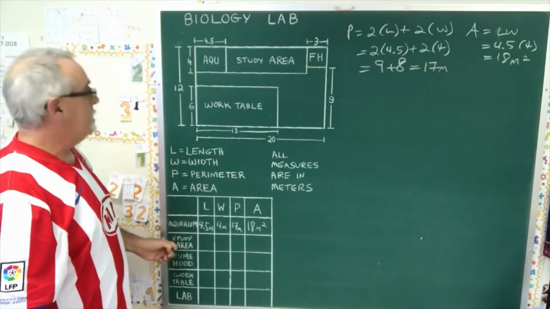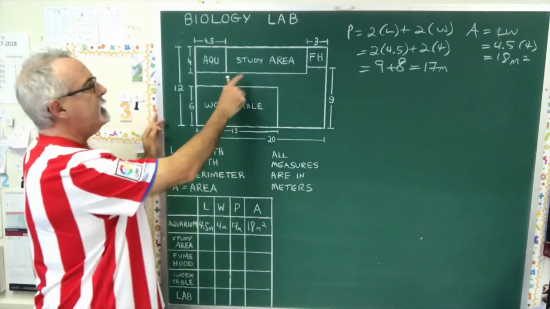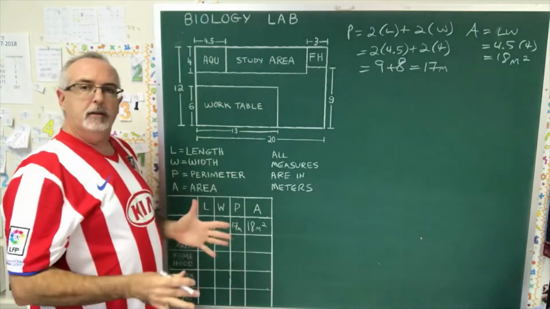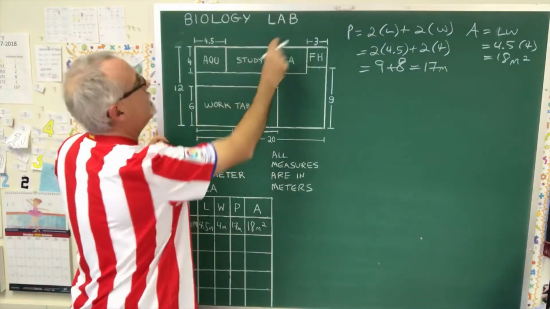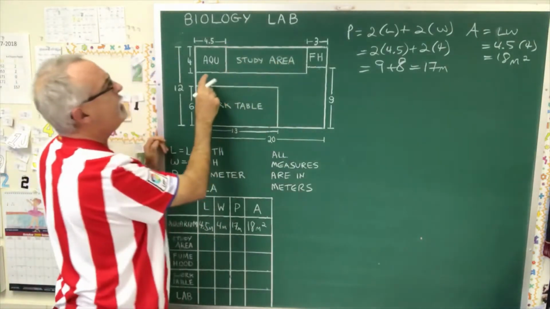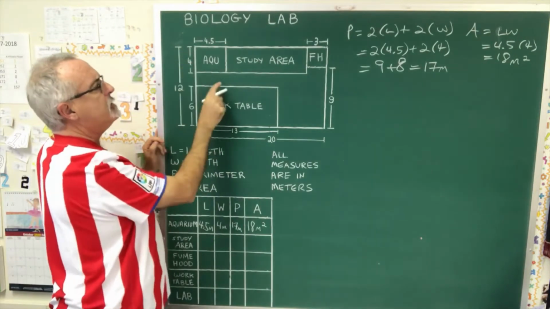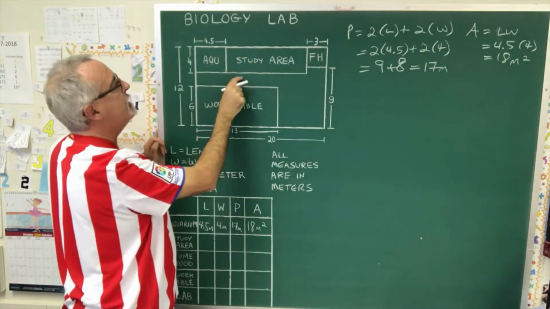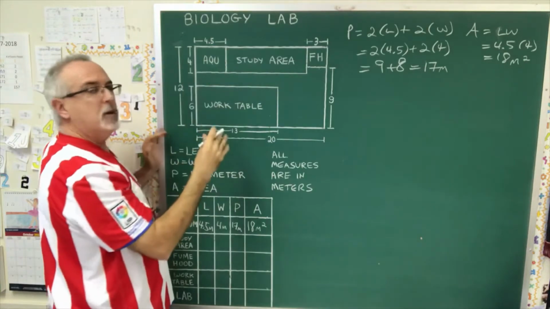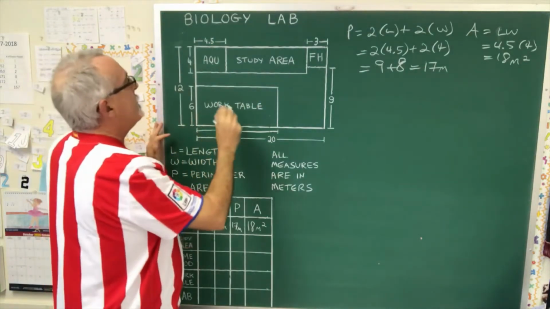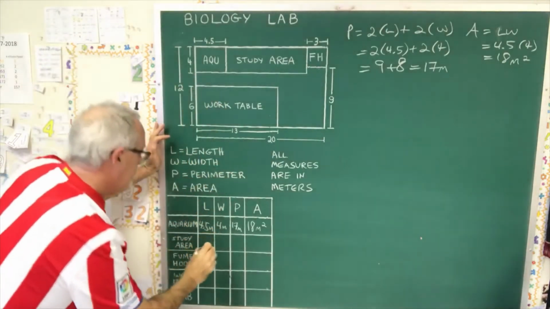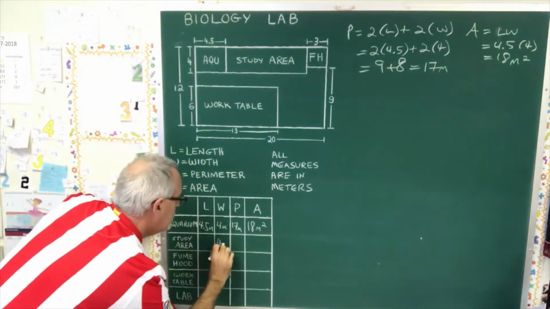Now we'll move on to the study area. Now the study area, the information is not given to us quite so directly. We're not given the length of the study area, and the width is given but over here, because we can see by the plan that the study area has the same width as the aquarium. So we have to look a little further to get the information. The width of the study area is 4 meters.